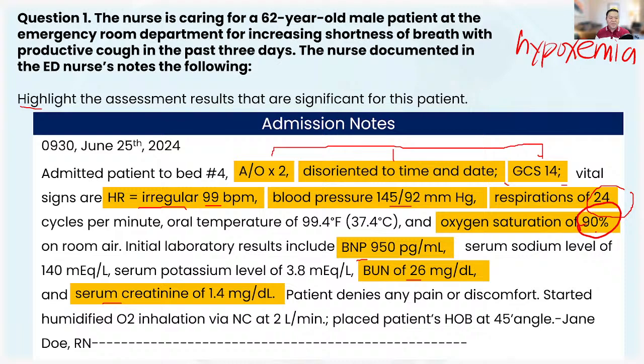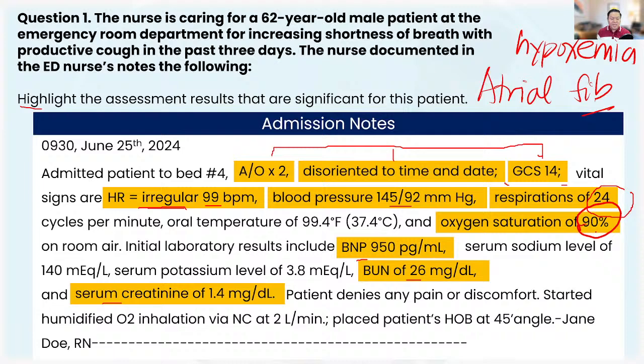Now, with the next assessment finding right here, the irregular 99 beats per minute, this can indicate that the patient might have atrial fibrillation. It's not diagnosed, but it could pinpoint to a new problem, which could be atrial fibrillation, or other arrhythmias, which are common in some patients with heart failure because of the poor function of the myocardium, the chronicity, the poor oxygenation, and also the impaired function of the ventricle. This can also lead to the appearance of arrhythmias.